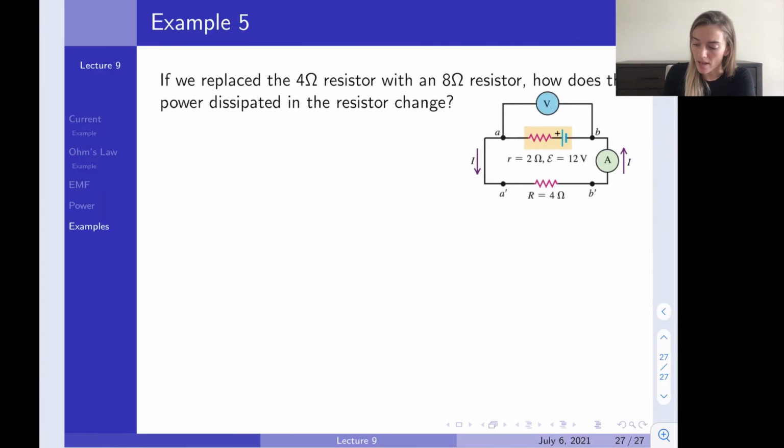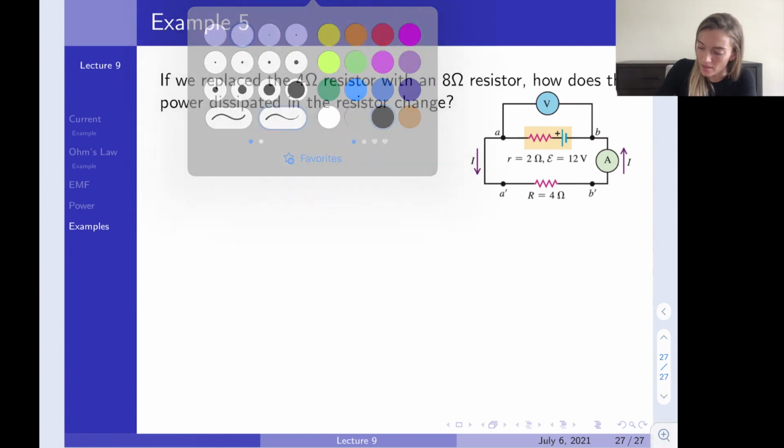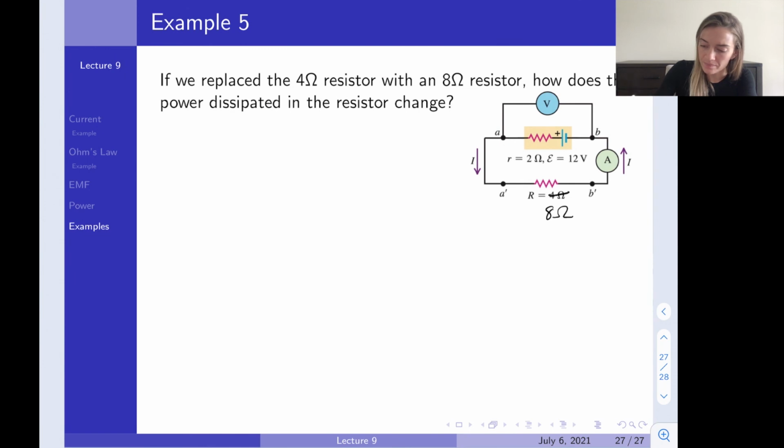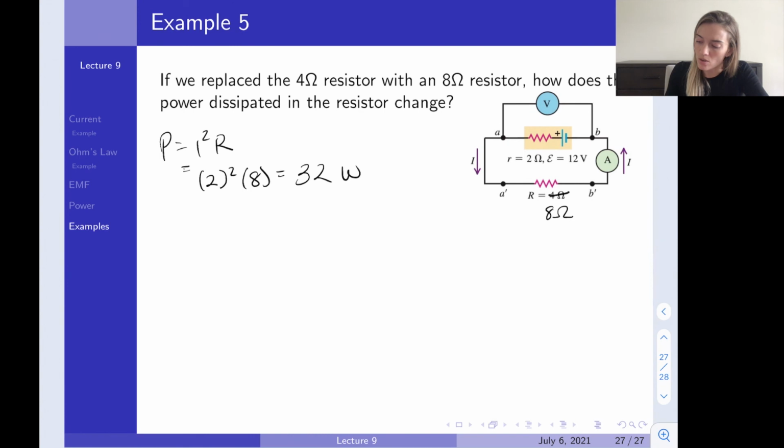Now let's look at the same circuit again, but we replace the 4 ohm resistor with an 8 ohm resistor. So we're replacing this guy over here with an 8 ohm resistor. How does the power dissipated in that resistor change? You might say, okay, I'm going to do the same thing again, and you'll get the current is 2 squared times 8. So that's 4 times 8, which will be 32 watts, right? You might look at that and say, okay, that's my answer.